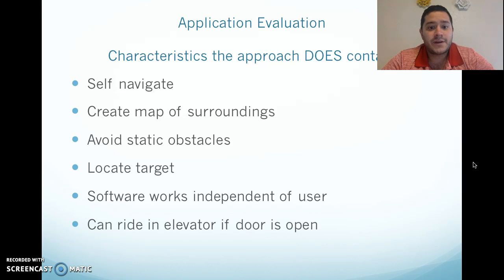It could do whatever it needed to do to avoid obstacles. It could locate a target. As we said, that's how it moved. It would watch something, and that's how it decided how to get there. The software obviously was independent, so it wasn't hard-coded. And it can ride in an elevator if the door is open, I guess.